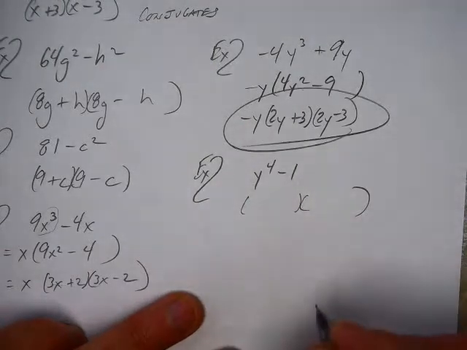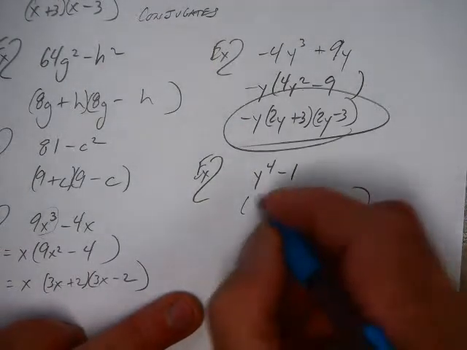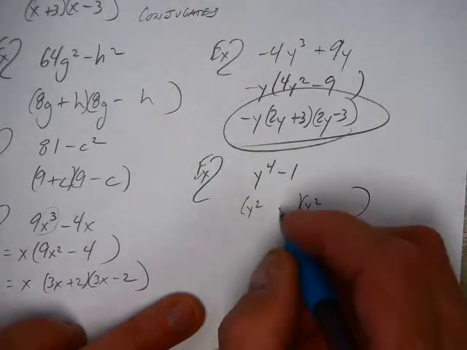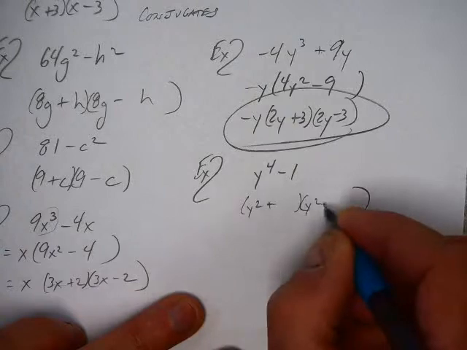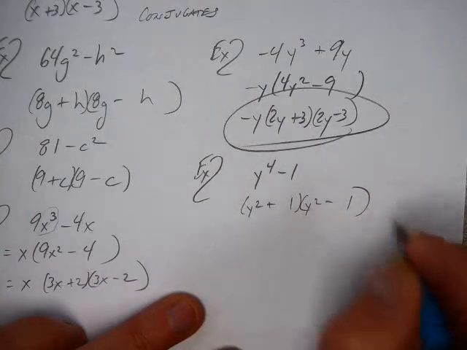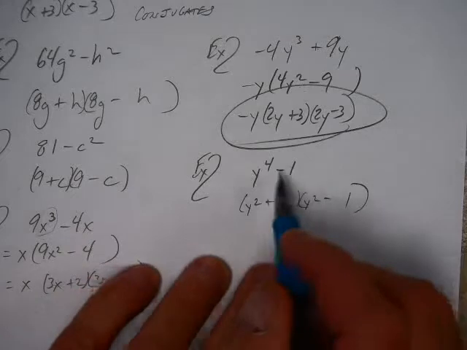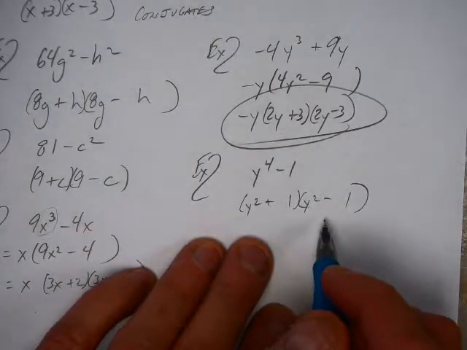So what am I going to put in the front of each? Y squared. And my signs would be opposites, plus and minus, 1 and 1. Okay, that's not a big deal. But now look what we have. We've got something that might be able to break down from there.